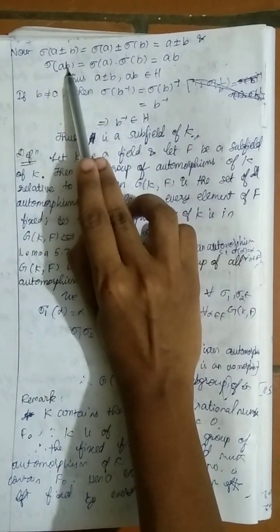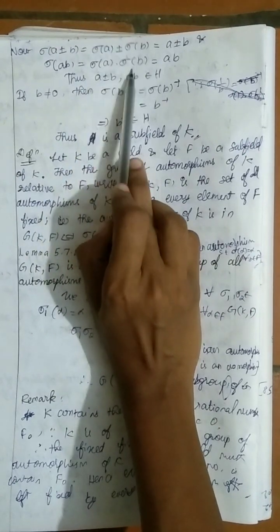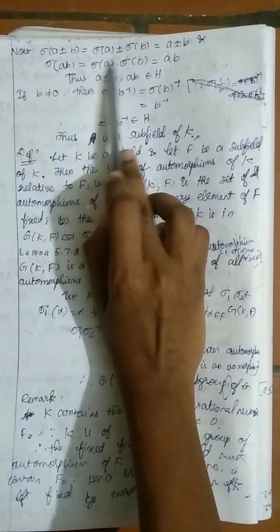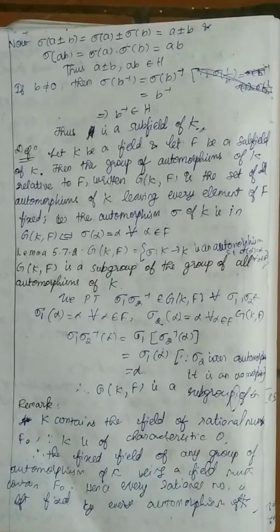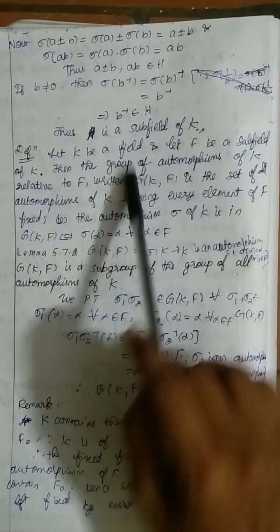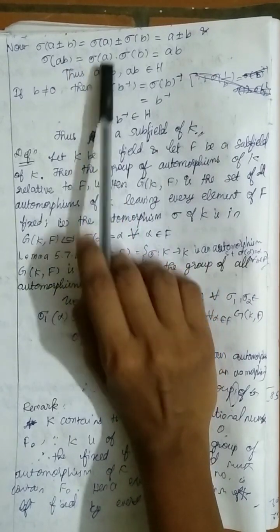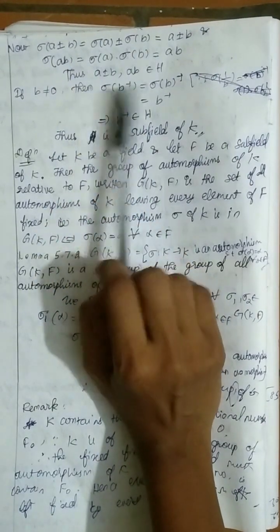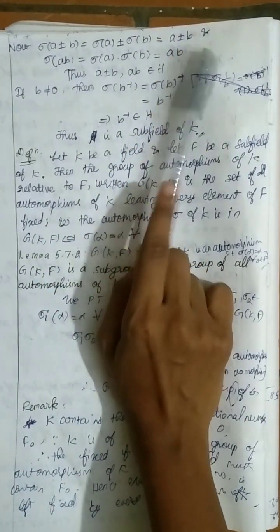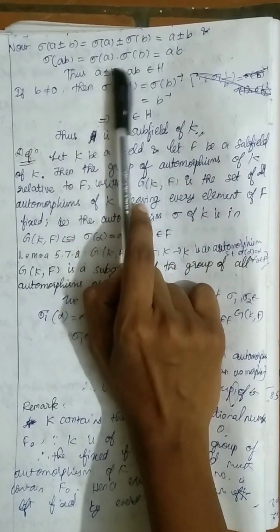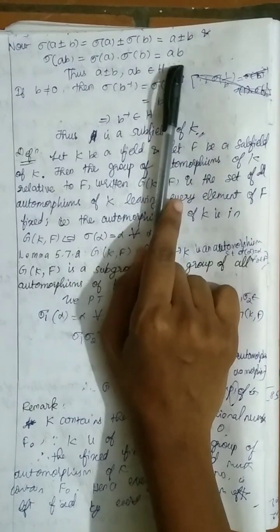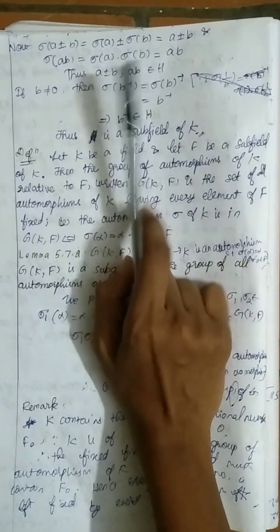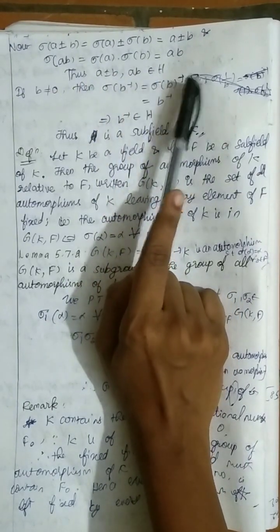And then sigma of AB equals what? Sigma of A into sigma of B. But I know that sigma of A is A and sigma of B is B. So if I spread sigma into sigma of A plus or minus sigma of B, I will get A plus or minus B, and sigma of AB is equal to sigma of A into sigma of B, which is nothing but AB. So what I get is A plus or minus B and AB belong to H.